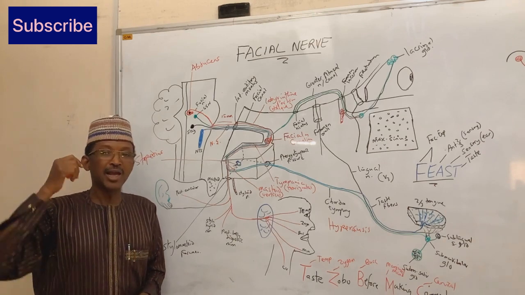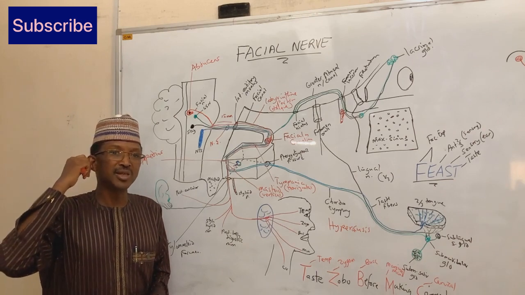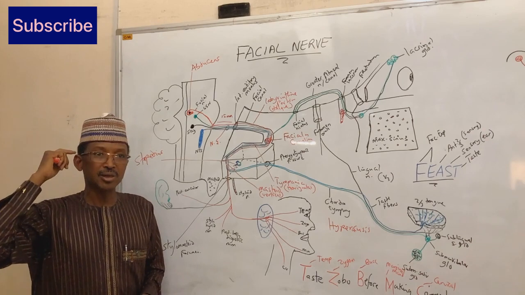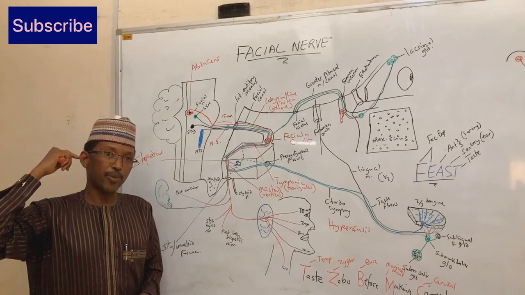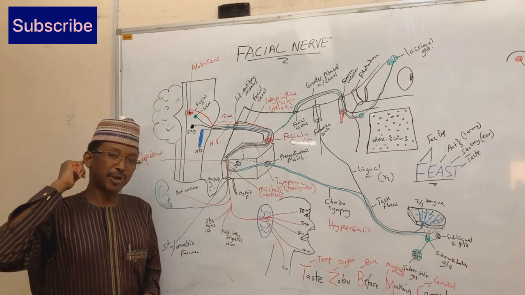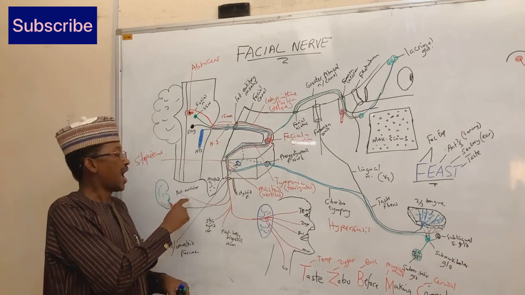Are you clear? Especially animals. But humans actually find it difficult to move this external ear like that. But actually there are muscles. We have a superior part, we have a posterior part, and what have you. So the posterior auricular muscle is being supplied by this posterior auricular branch.